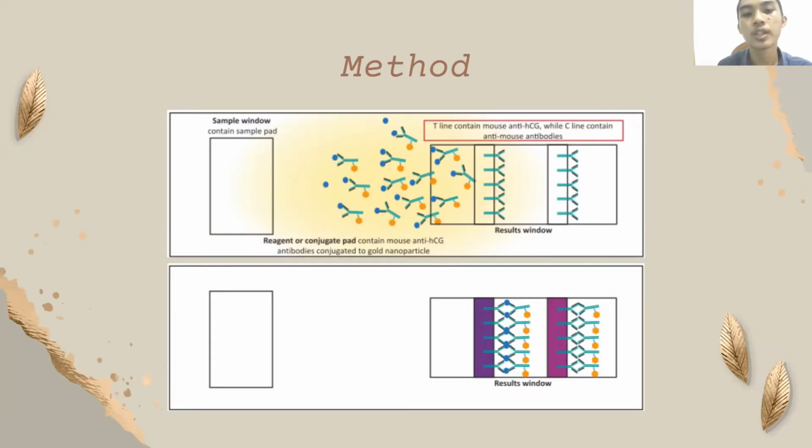The results can be read 2 to 10 minutes after applying the urine by seeing how many lines are visible. If two lines are visible, the C and T lines, it means the result is positive for pregnancy. But if only one line is visible, that is only the C line, it means the result is negative. And if the C line is not visible, it means the result is invalid.